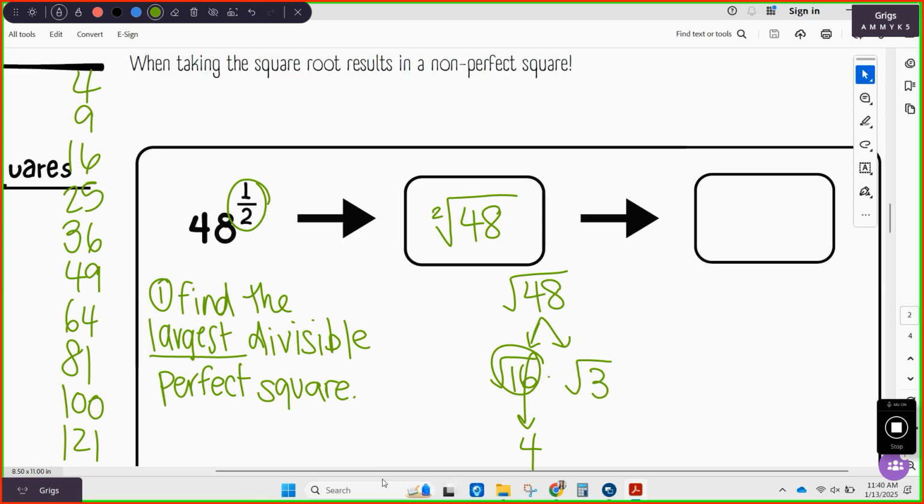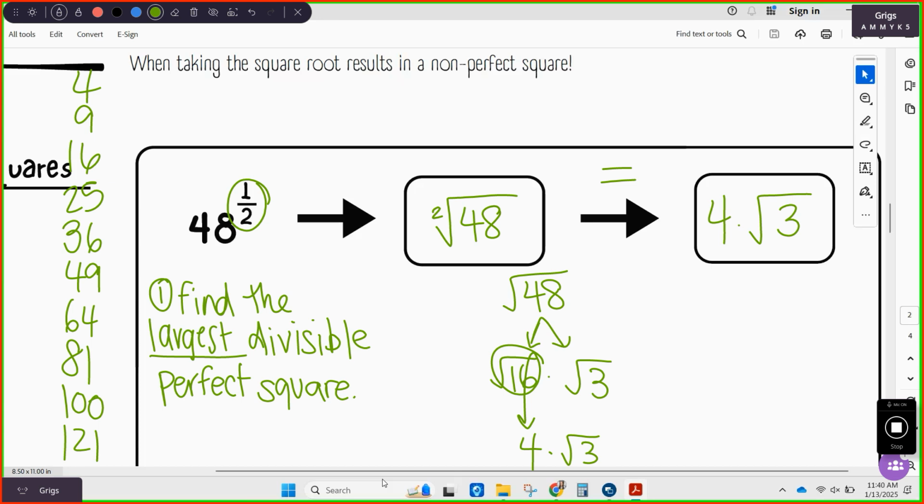Is 3 a perfect square? No. Is it going to give me some funky decimal? Yes. Okay, so with that, I'm just going to leave it. So my expression, I would just leave it like this: 4 times the square root of 3. I'm just simplifying it down. I'm rewriting an equivalent expression. So the square root of 48 is very much equal to 4 times the square root of 3.